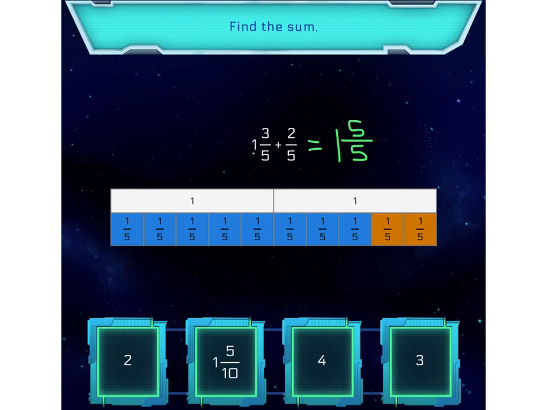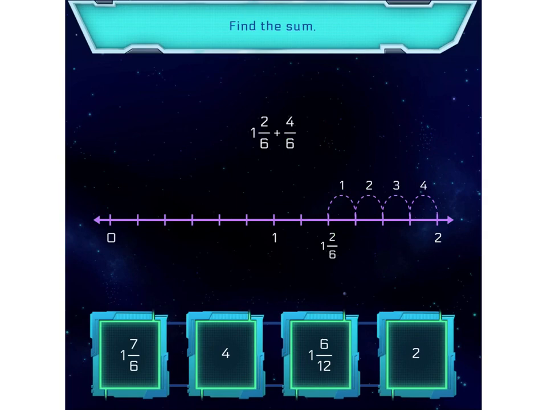Okay, now you see 1 and 5/5 is not a choice, but you know that 5/5 is equivalent to a whole. I can recompose that as a number 1 there, and so you've got 1 whole here, and you've got 1 whole here, which is equivalent to 2 whole. You'll see another example like this.